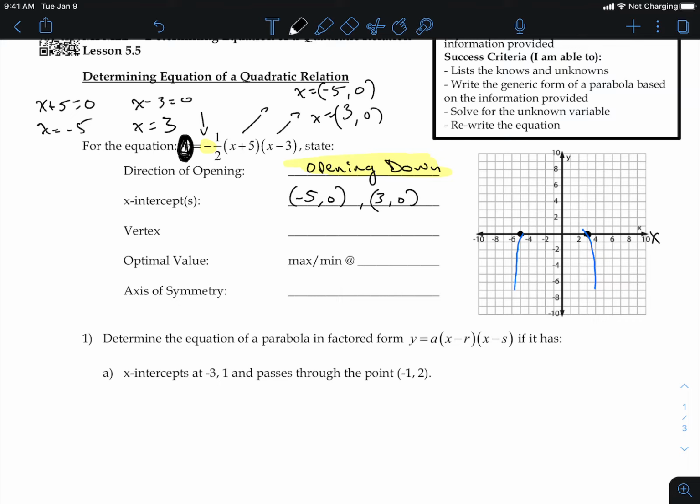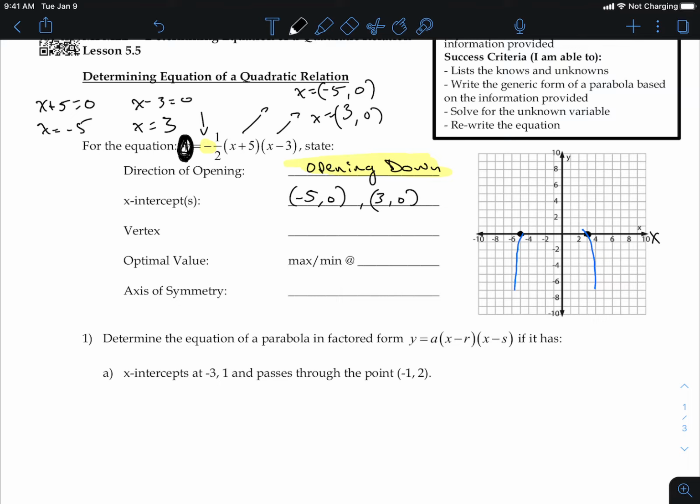I'm going to jump down to the axis of symmetry for a second. What does the word sound like? Symmetry. Axis of symmetry. Do we know what the word symmetry is? Symmetrical means the same on both sides, right? So you're trying to find where it is the same on both sides. Where's the halfway point, basically, right?